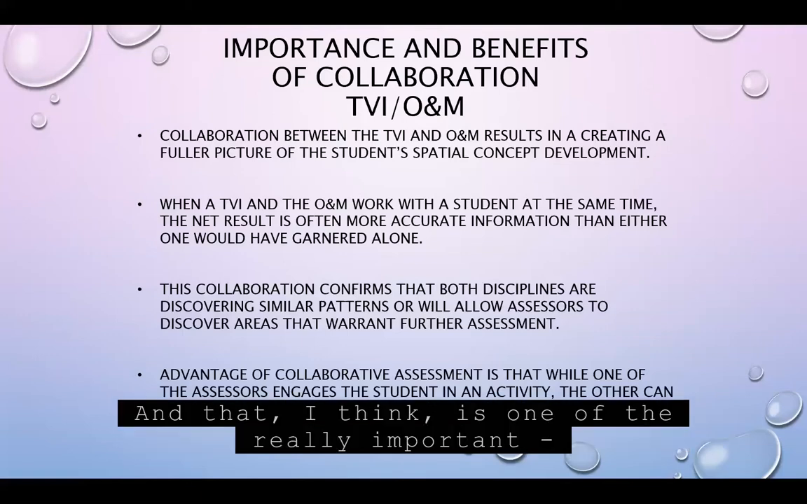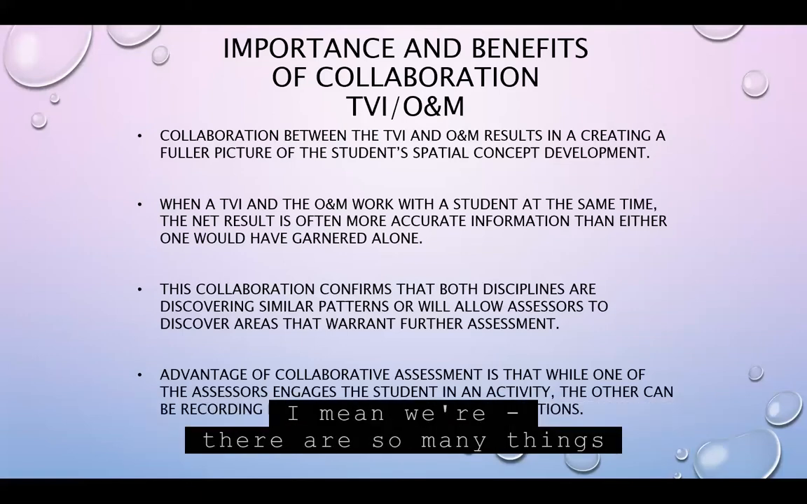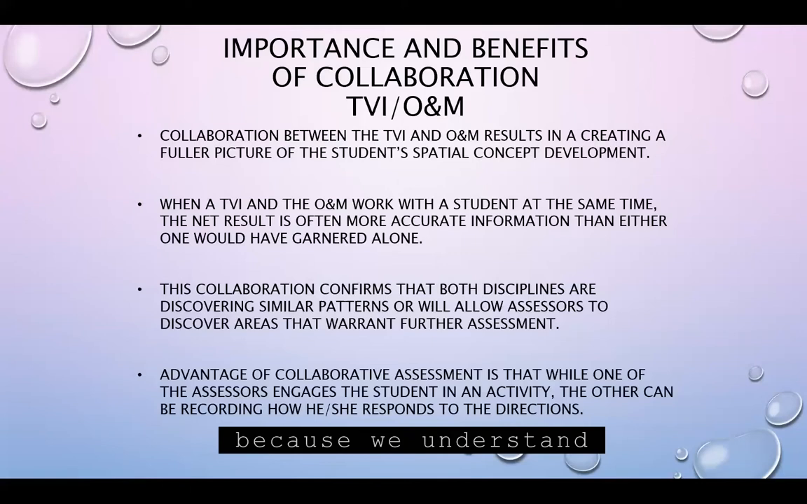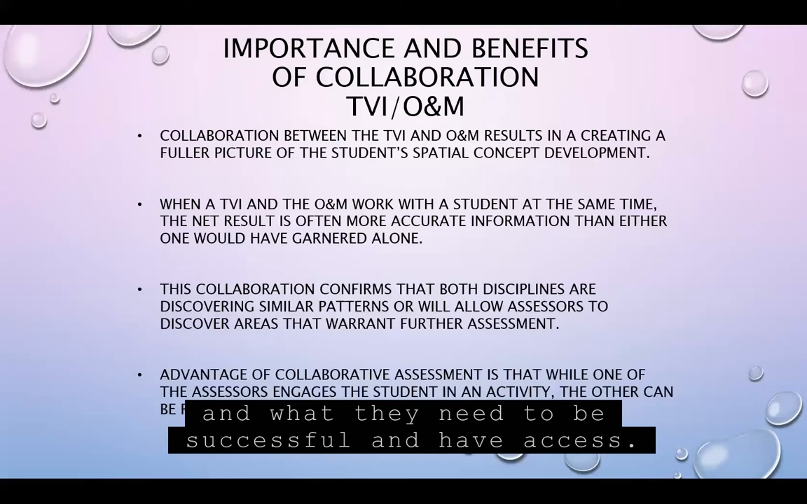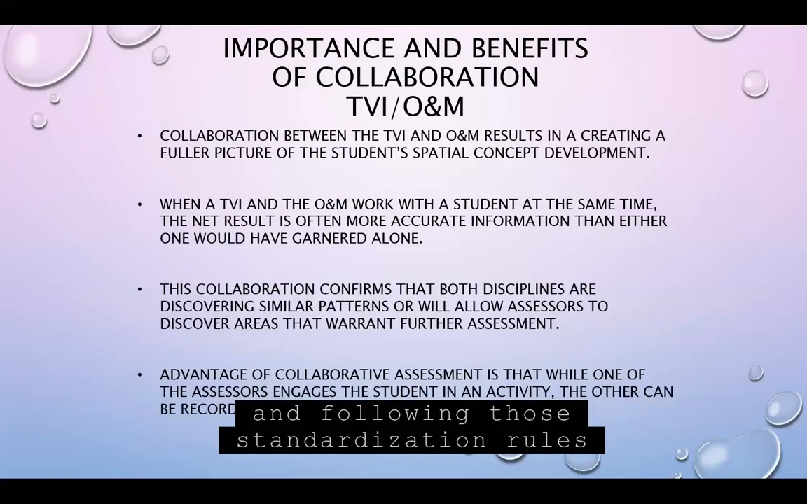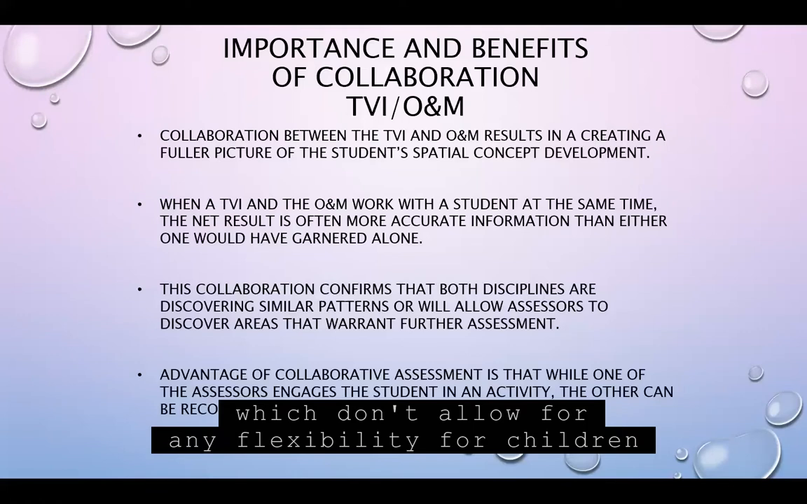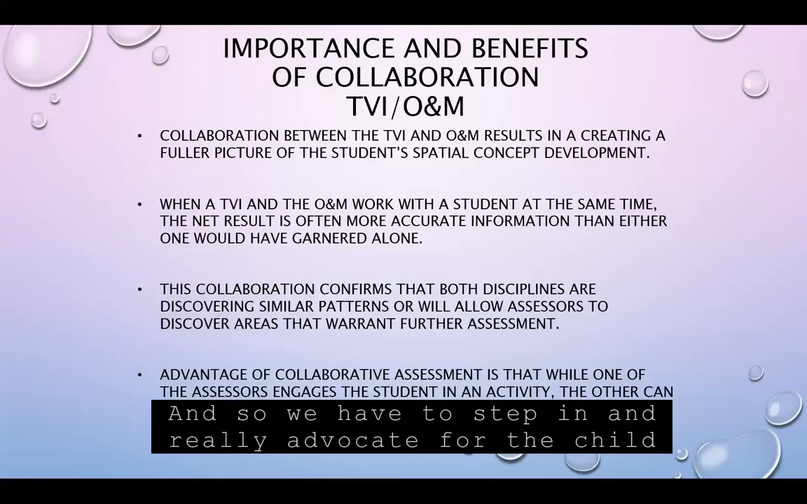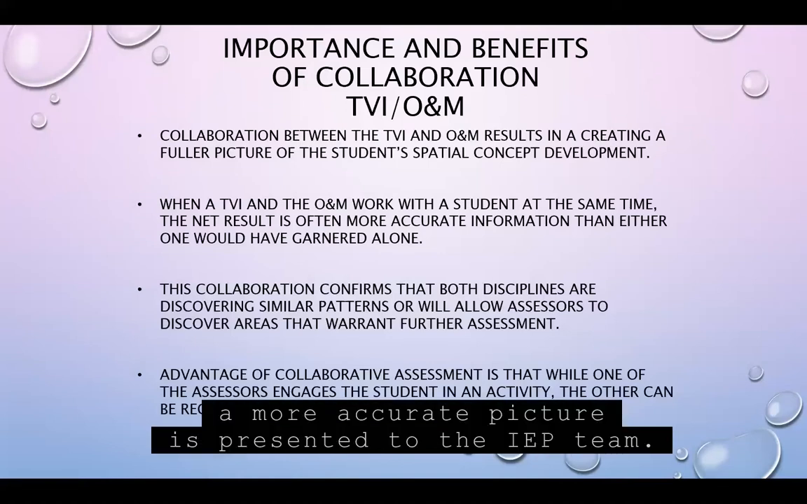And that, I think, is one of the really important, I mean, there's so many things that are important in the assessment process, but I think that that is one of the most important things, because we understand and know how our children learn, and what they need to be successful and have access. And other evaluators are focused on giving a standardized assessment, and following those standardization rules, which don't allow for any flexibility for children with visual impairments. And so we have to step in and really advocate for the child, so that a more accurate picture is presented to the IEP team.